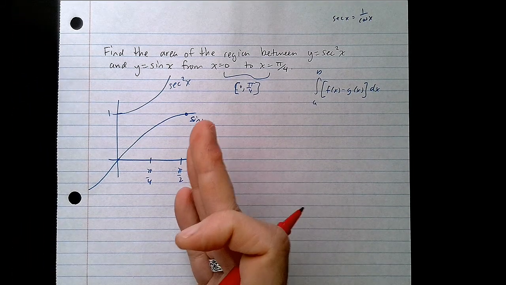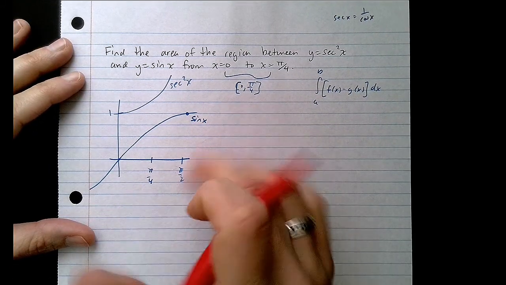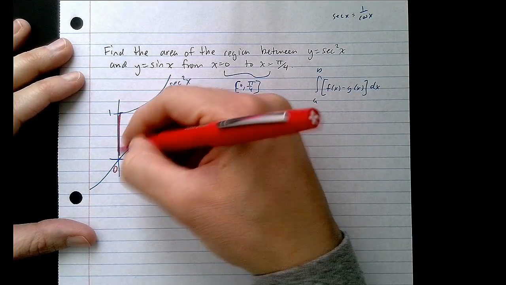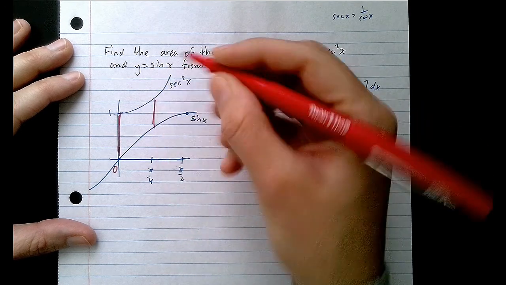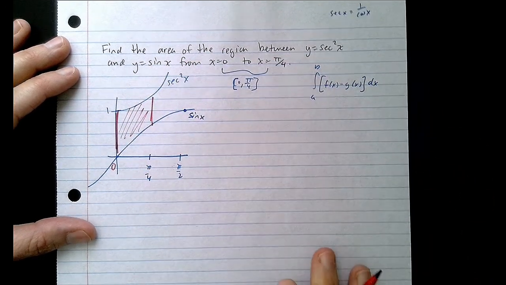Alright, so we have a sketch going on here. But this is our bounds from 0 to pi over 4. So this is the area that we want.